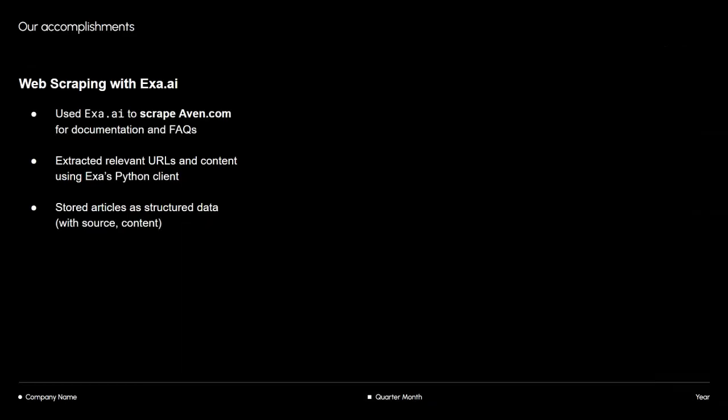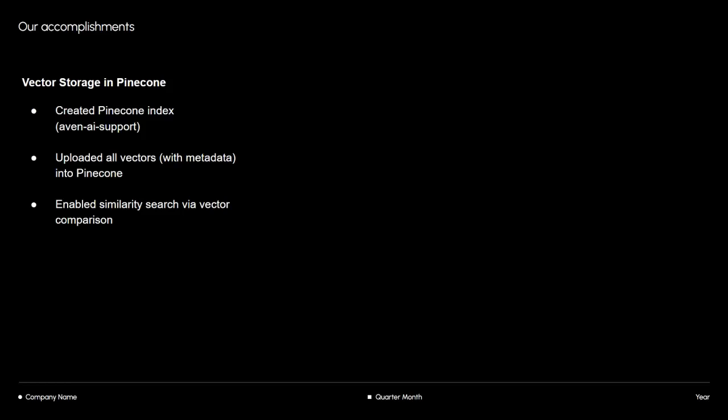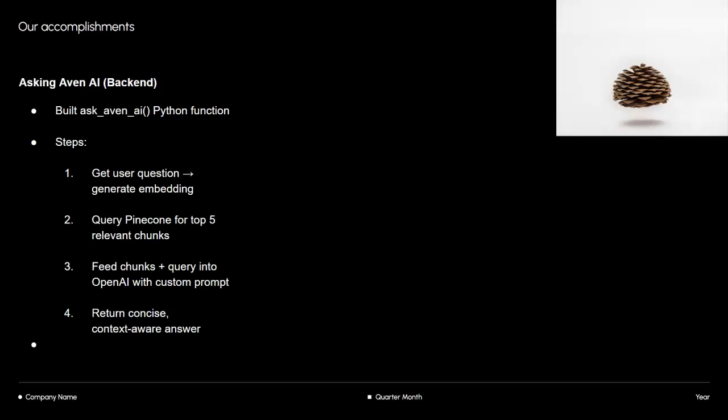Our accomplishments: well, I did complete the web scraping with Exa.ai, whereby I gathered information from Avon.com. I did add vector storage in Python with Pinecone. I did create an Ask Avon AI function, which will get the user question, generate an embedding, and query Pinecone for the top 5 relevant chunks, basically the data that was gathered from those relevant websites with Avon. It feeds the chunks and query into OpenAI with a custom prompt and returns a concise, context-aware answer. And this is where the OpenAI came in.